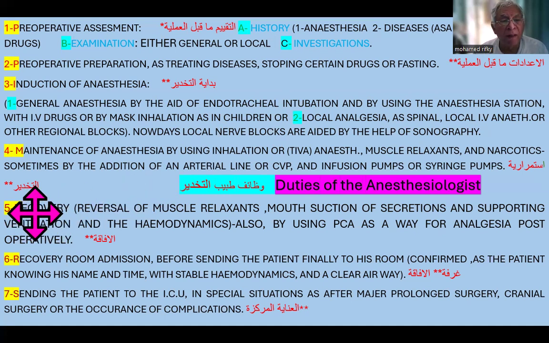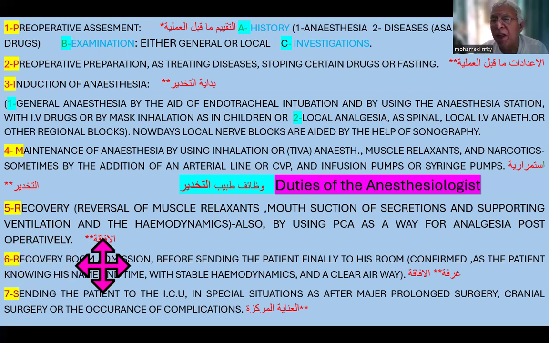The fifth point is recovery, a reversal of the patient. We reverse the muscle relaxant by prostigmine. We suction the secretions in the mouth and support ventilation and the hemodynamics. Hemodynamics, of course, means the blood pressure and the heart rate. We can use a PCA, which is called patient controlled analgesia, post-operatively. It's a drip method made of a silicone bag, which deflates slowly to give the proper dose for 24 hours as pain relief, or maybe for 3 days.